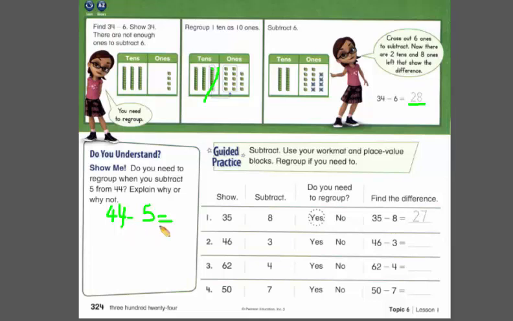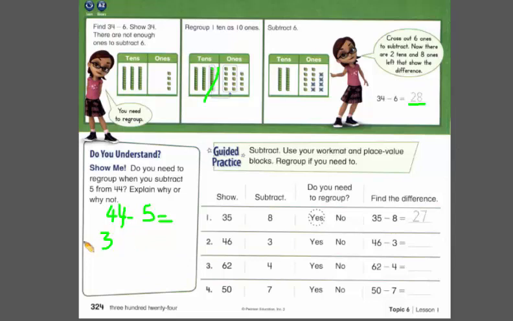So what will you do? I will subtract using regrouping. So I will regroup 1 ten, make it 10 ones. As I am saying here, it will be 3 in the tens, 14 in the ones. Why 14? Because I regrouped 1 ten.